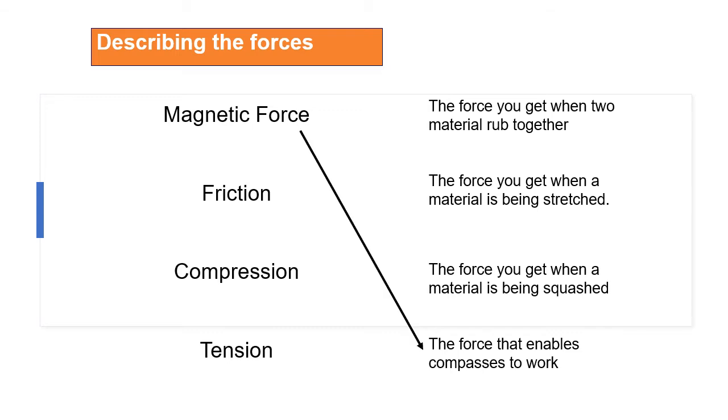The force that enables the compasses to work. Friction. Which one is friction? The force you get when 2 materials rub together. Compression is either in the name itself, the force you get when a material is being squashed. And the last one, the force you get when a material is being stretched. Okay, so let's continue with the other forces.